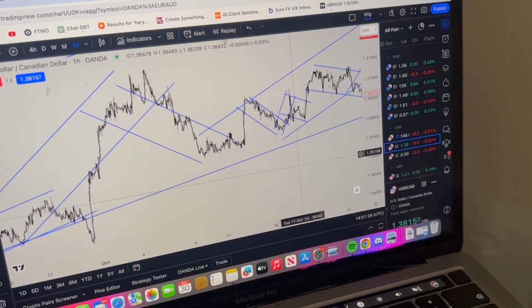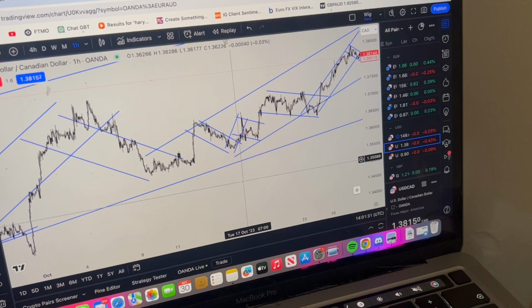But the whole market is basically just patterns. Yeah.